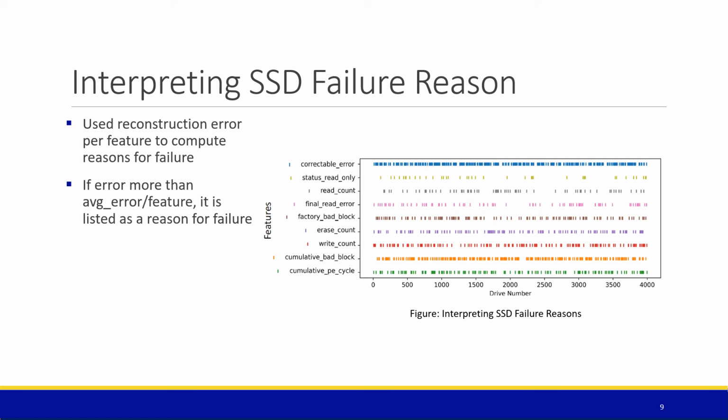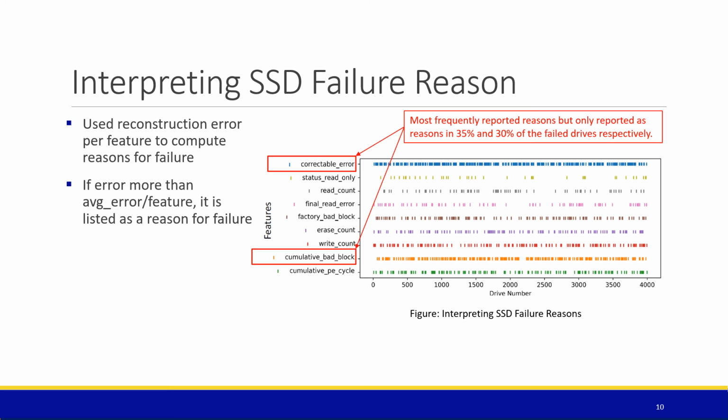Now, we used the reconstruction error of the autoencoder model, divided per feature, to compute the reasons for failure. If an error was more than the average error per feature, it was listed as a reason for failure. Now, from the figure you can see the frequency of occurrence of each error. So you can see that the most frequently reported reasons are cumulative bad block and correctable error, which lead to SSD failures. However, they only accounted for 30 and 35% of the failed drives. This shows that while there exist important features which lead to SSD failures, only a combination of several features leads to accurate prediction.